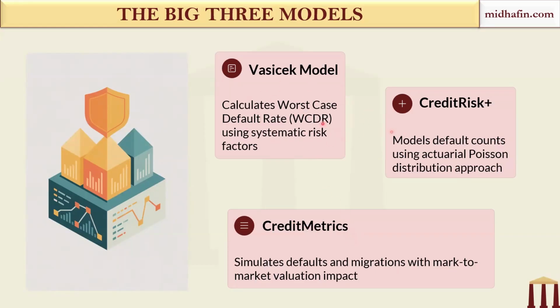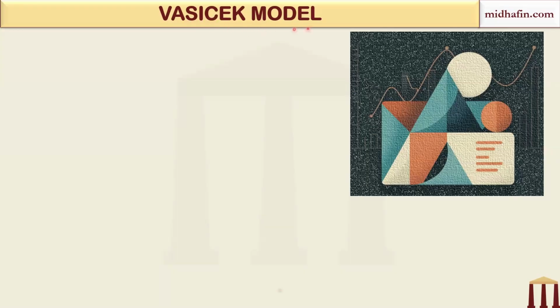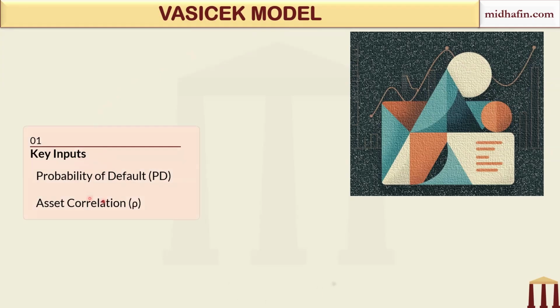Vasicek is regulatory, CreditRisk+ is actuarial and efficient, and CreditMetrics is comprehensive but highly data intensive. That's why I said CreditRisk+ gives a decent balance. But together, these three models form the toolkit for modeling credit VaR. Now let's unpack the Vasicek model. The first building block is the inputs. We need the probability of default, which comes from credit ratings or internal estimates, and we need asset correlation, rho.